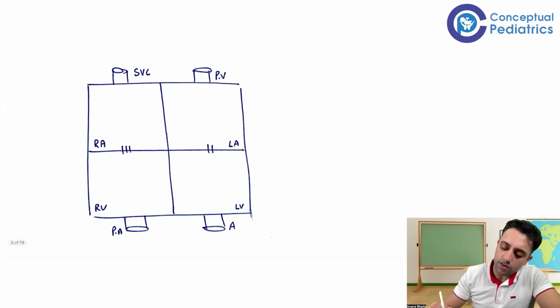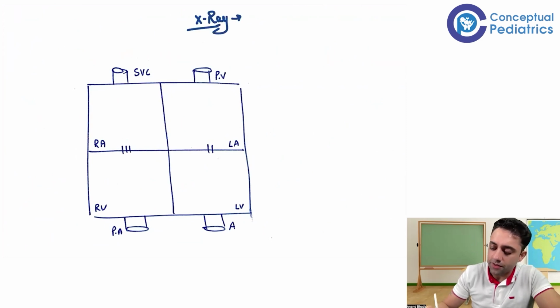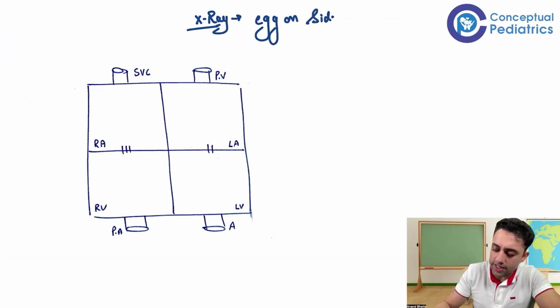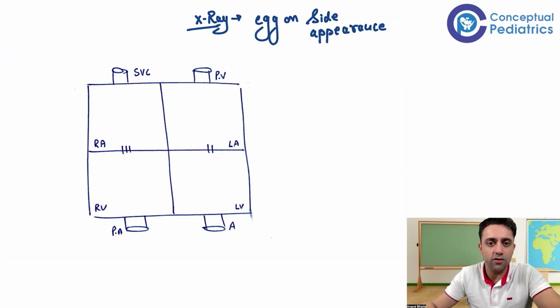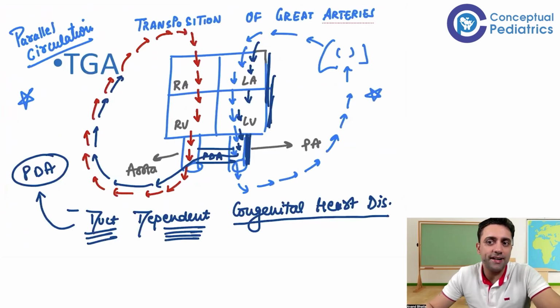So very importantly, what is the X-ray finding of this condition? Exam question: where do you see egg on side appearance? Remember, the answer is TGA. I'll also show you the egg on side appearance. So that is one thing in general you should know, egg on side appearance.